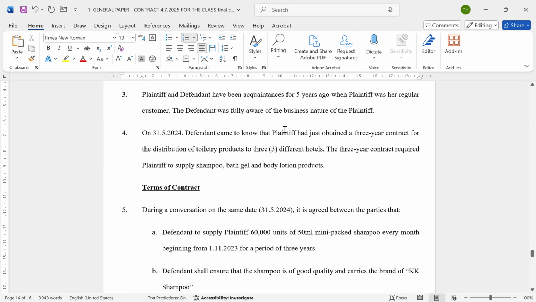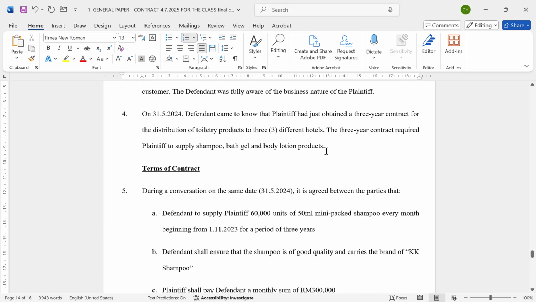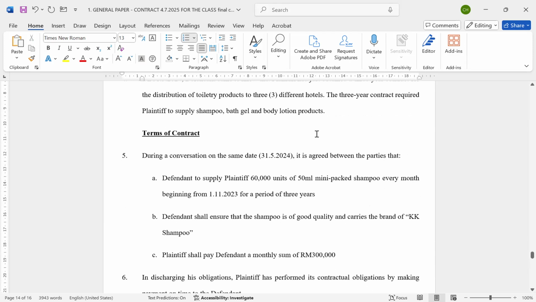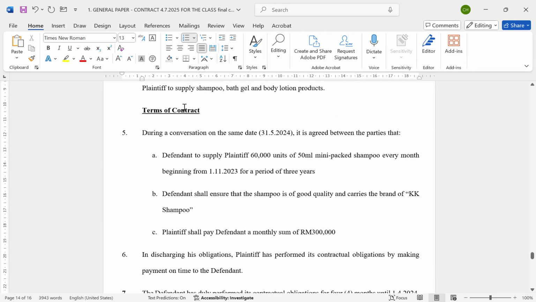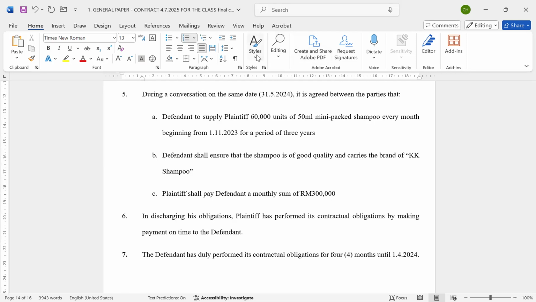Defendant came to know that the plaintiff, who wants to claim damage suffered, had obtained a 3-year contract for the distribution of toiletries product to 3 different hotels. The 3-year contract required plaintiff to supply shampoo, bath gel, and body lotion product. Okay, see, subsequently, the terms of the contract, what they have agreed.